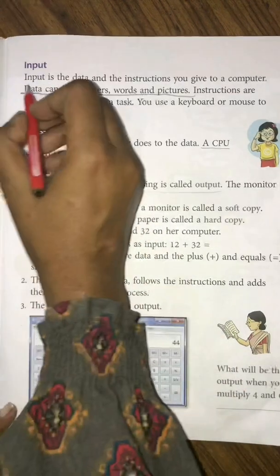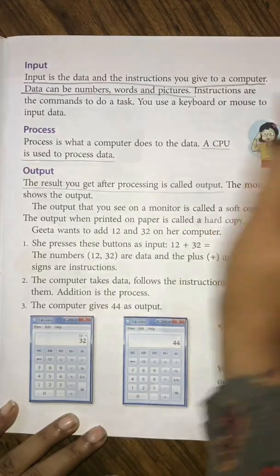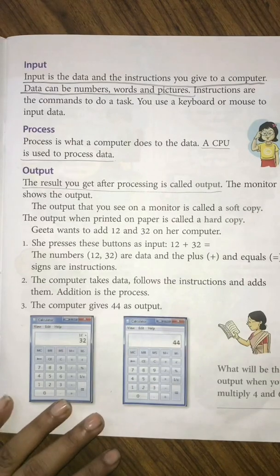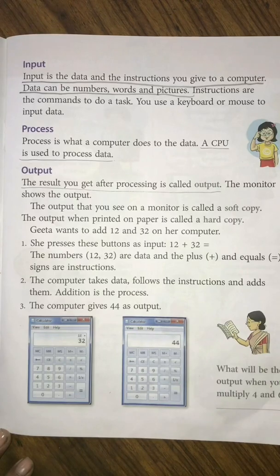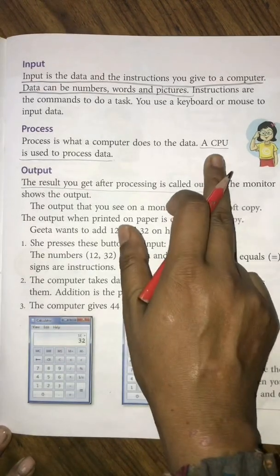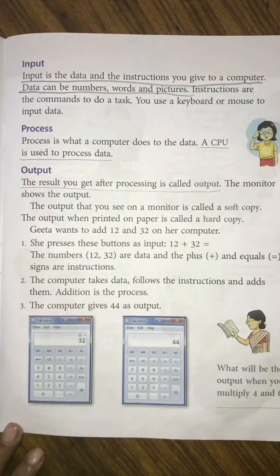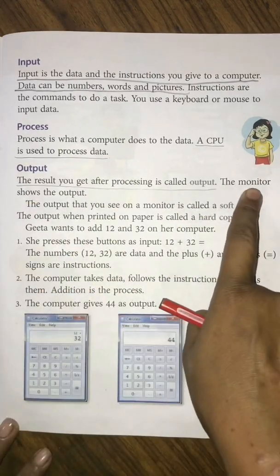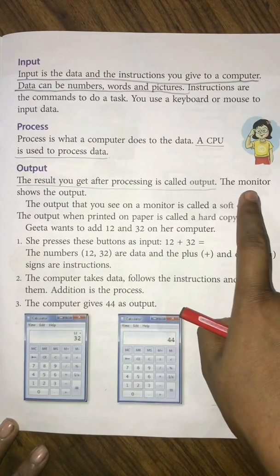So in computer language, children, input is the data and the instruction that we give to the computer. And that data can be numbers, words and pictures. What is process? Process is what is happening inside the computer to the data, and it happens in the CPU. CPU is the brain of the computer. What is output, children? The result that we get is the output. We see the result on the monitor.